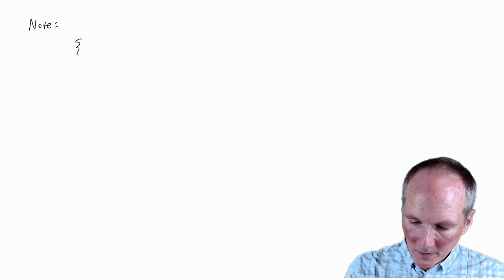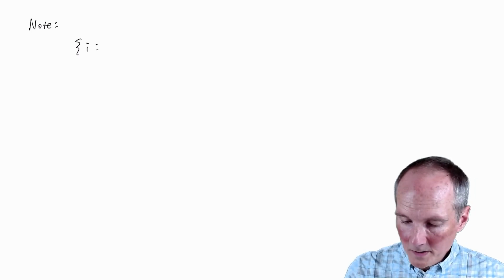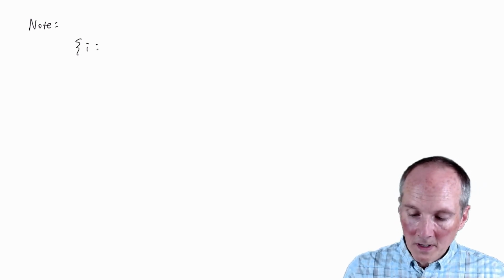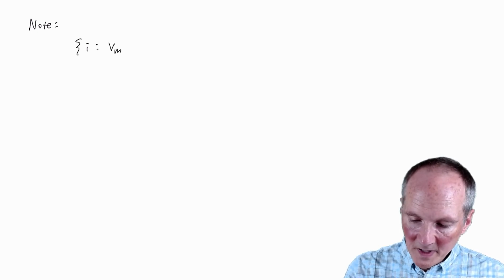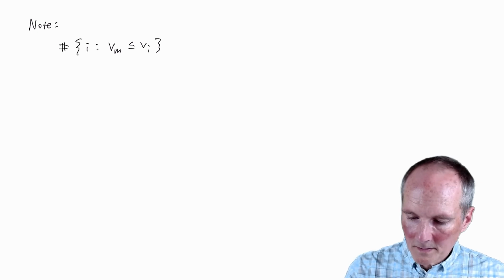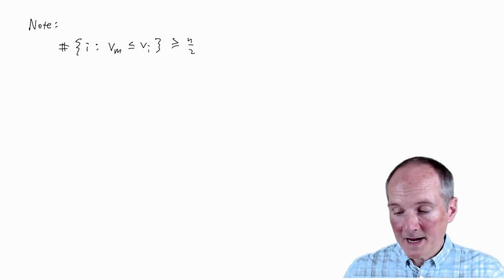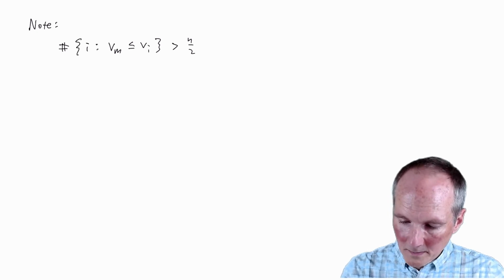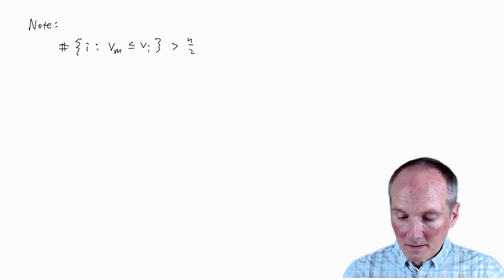All right, so note that if we look at the voters with ideal points either equal to the median or to the right, there's at least n over 2 of them, but there cannot be exactly n over 2. So in fact, it's a majority.